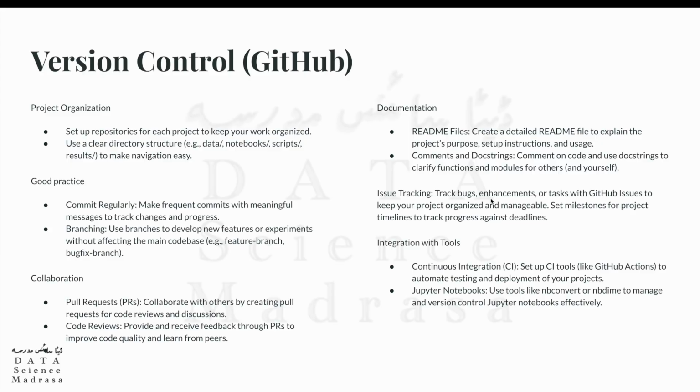Track issues and bugs, enhancements with GitHub issues to keep your project organized, set milestones for projects to track progress, and you can even integrate with tools. You can set up continuous integration tools like GitHub Actions to automate testing and deployment, and use tools like NBConvert or NBDime to manage and version control Jupyter notebooks effectively as well.